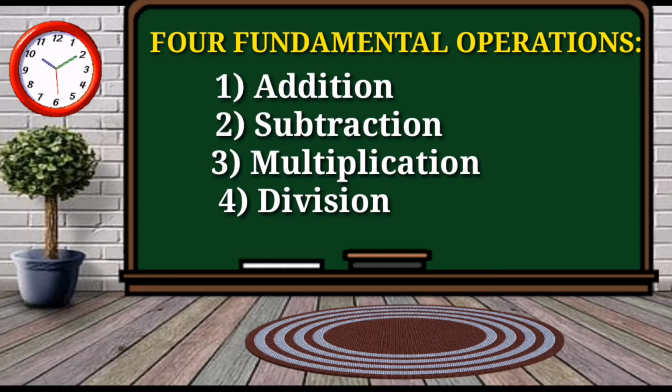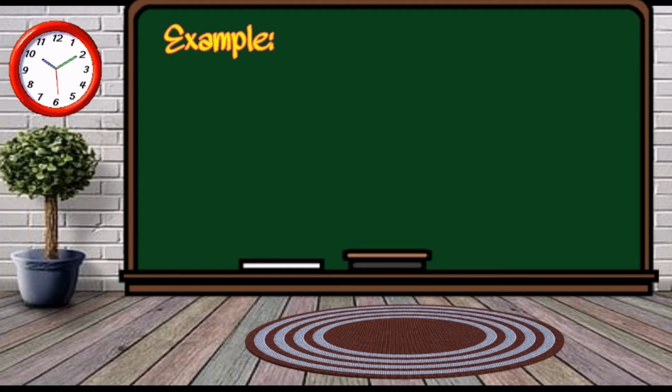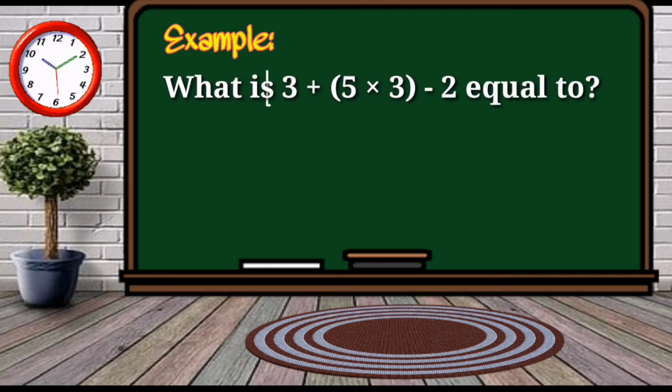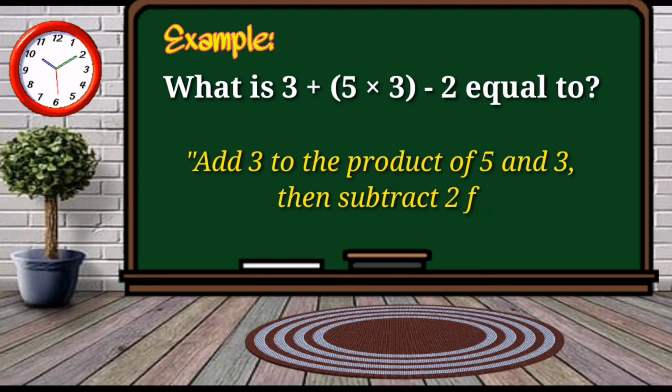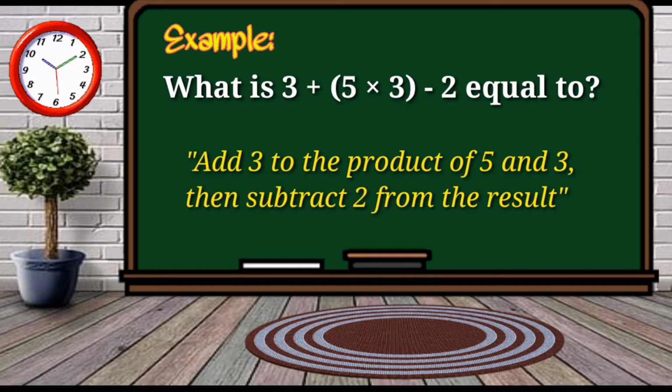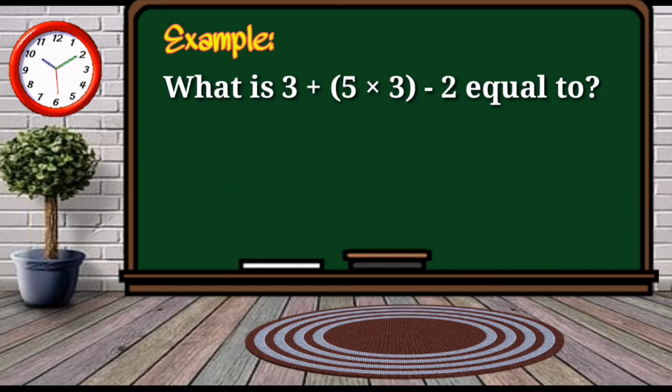What if we combine two or more operations in one problem? Like for example, what is 3 plus (5 times 3) minus 2? If the problem says add 3 to the product of 5 and 3 and subtract 2 from the result, it is easy to know what to do.